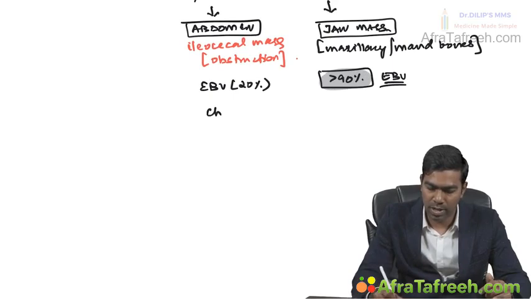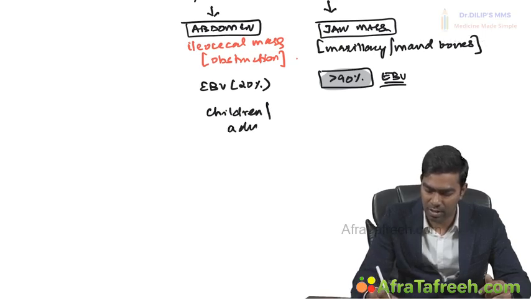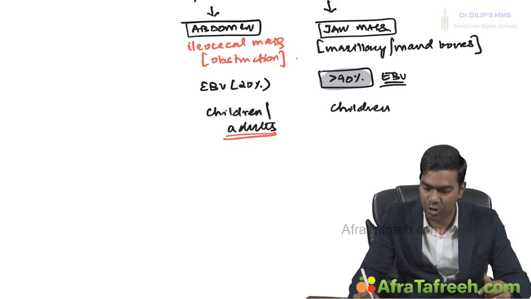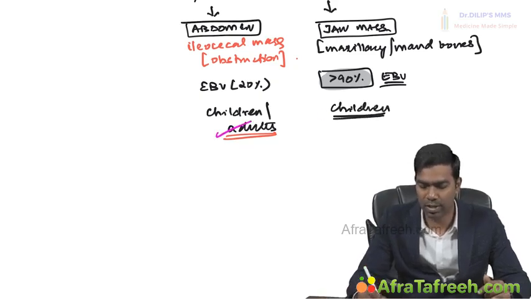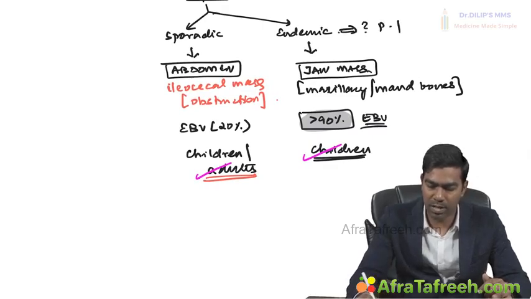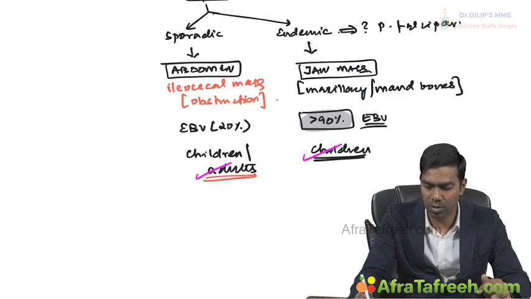And sporadic typically affects children as well as adults, but for exam's sake you can remember this typically affects adults, whereas endemic is going to affect children predominantly. So you can see sporadic in adults, endemic in children. Clear? So endemic Burkitt's also has a possible relationship with Plasmodium falciparum. I already told you this point before starting the individual types of lymphoma. So endemic Burkitt's may also have an association with Plasmodium falciparum.